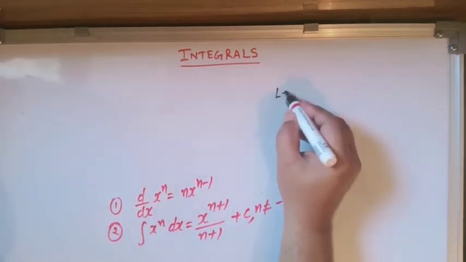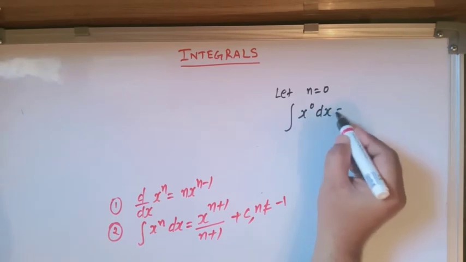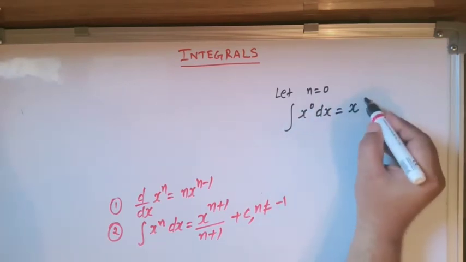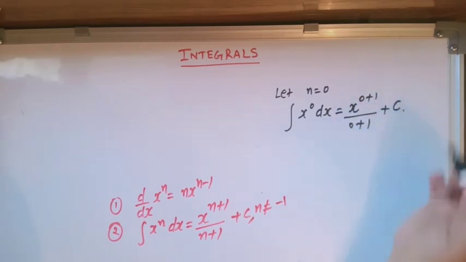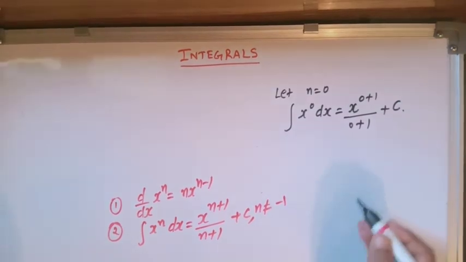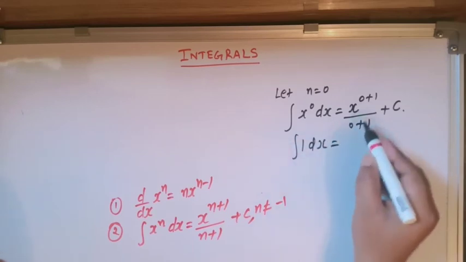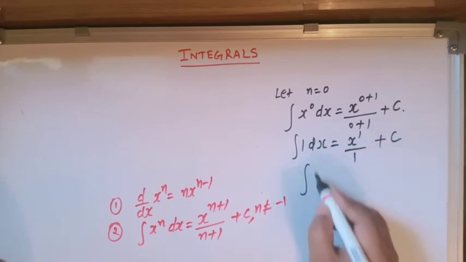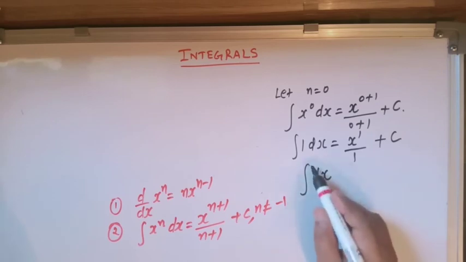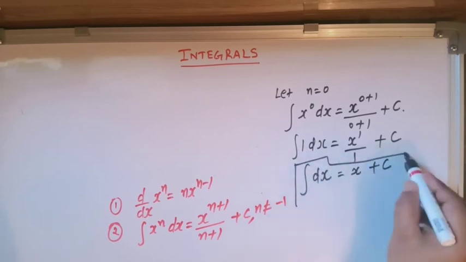Now let n is equal to 0. So here we get the integral of x raised to 0 dx is equal to x raised to 0 plus 1 divided by 0 plus 1 plus c. Clear? So yes, now x raised to 0 is 1, so we have the integral of 1 dx, and this is x raised to 1, this is 1 plus c, whereas we have the integral of dx is equal to x plus c. So this is an important result.